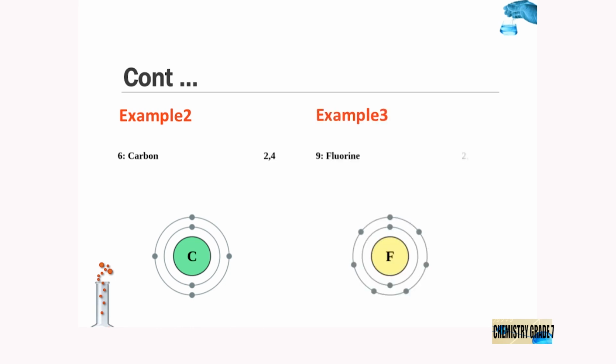Example 3, fluorine. There are 9 protons in fluorine. 2 electrons are in the first shell, then the remaining 7 are in the second shell.